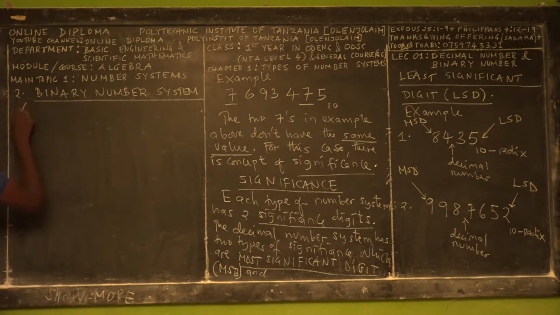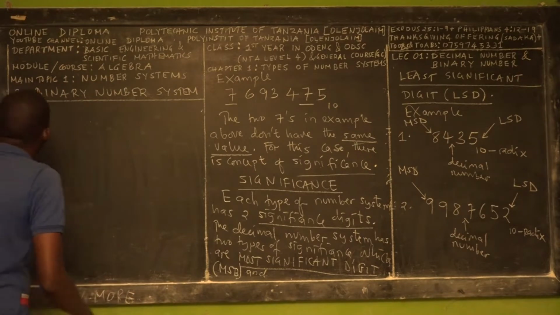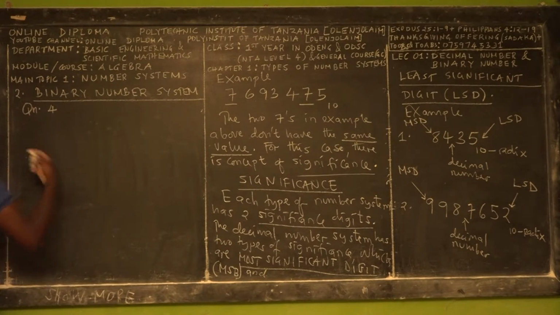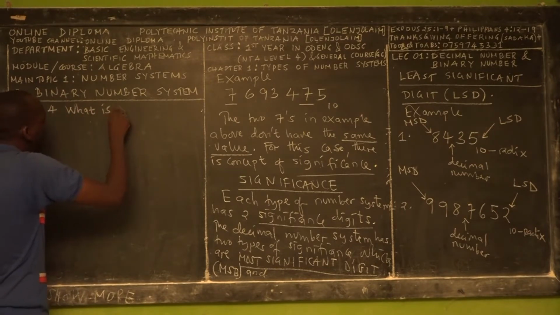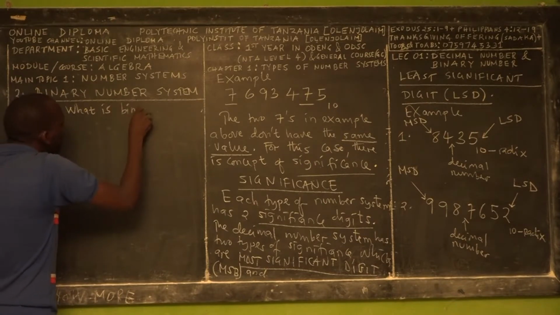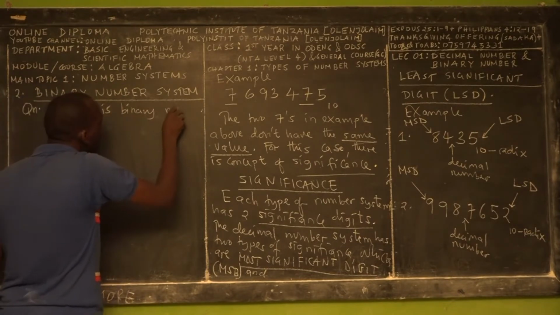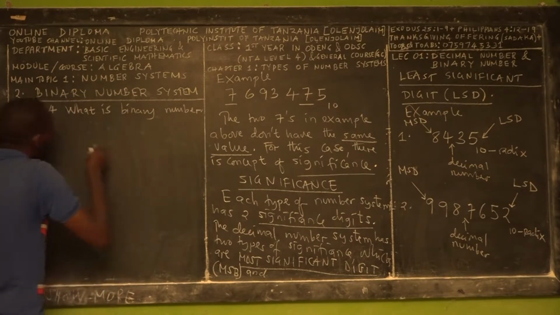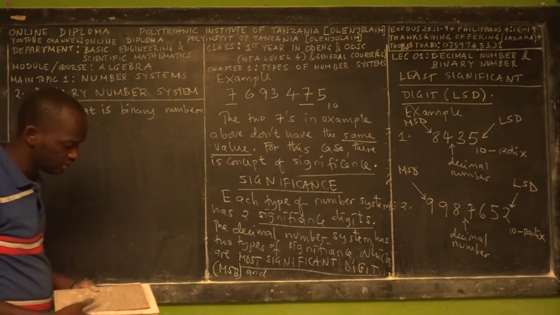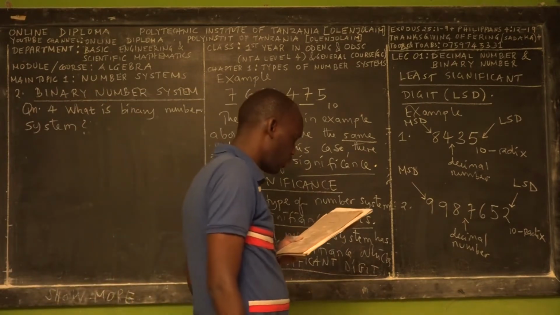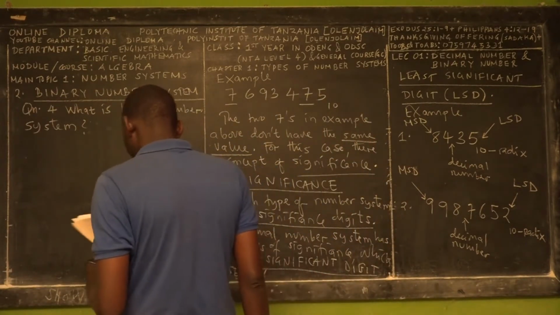So we have the fundamental question whenever Olenjolai teaches you a new concept, and for today this will be question 4 in this lecture. What is binary number system? First of all, what is binary? What is binary number system?